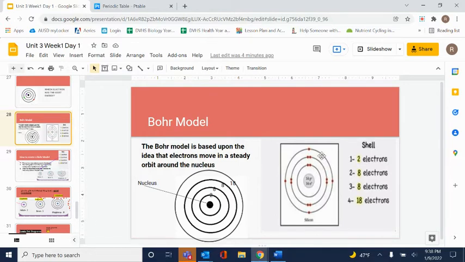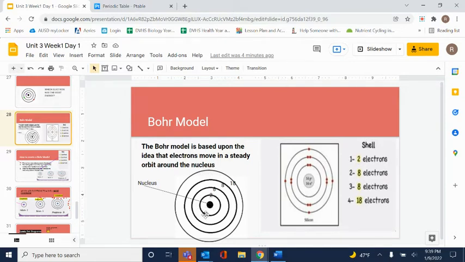Now, this whole slide, you want to make sure you write down, circle it, highlight it, make sure it's in your notes because you're going to come back to this all the time. When drawing a Bohr model, we are drawing it with the idea that the electrons are moving in a steady orbit around the nucleus. Now, there are several different rings. Here's the nucleus.